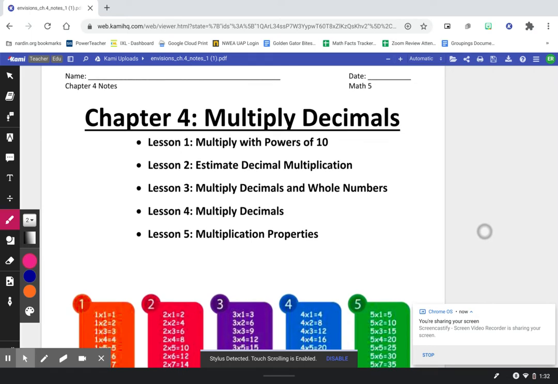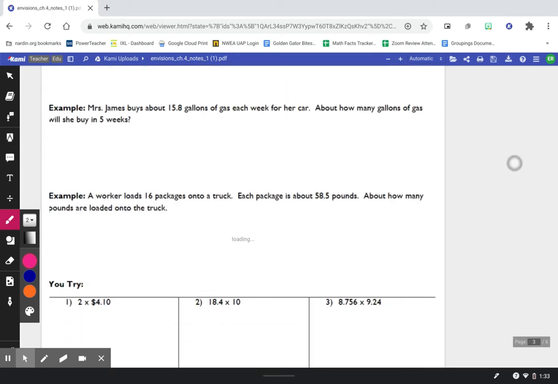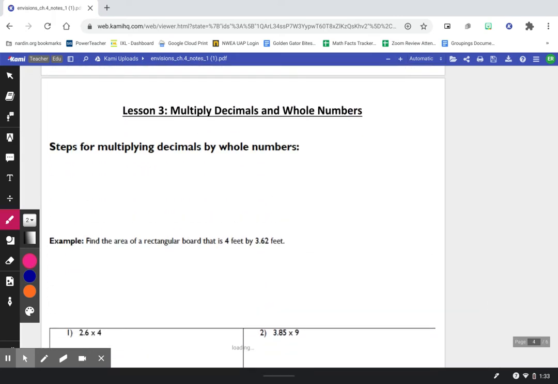Welcome back. We are doing another lesson from chapter 4. So we are going to multiply decimals and whole numbers today. So we are going to find our lesson. Here we go. Now, when we multiply decimals and whole numbers, there are some steps that we need to follow.